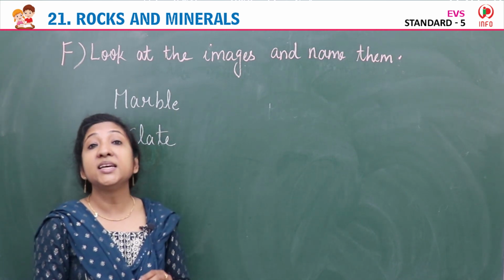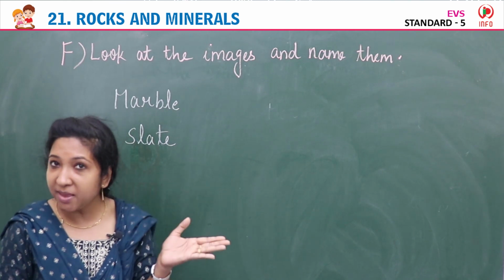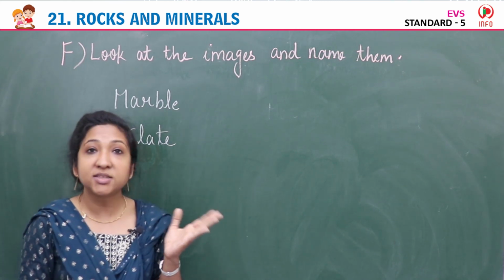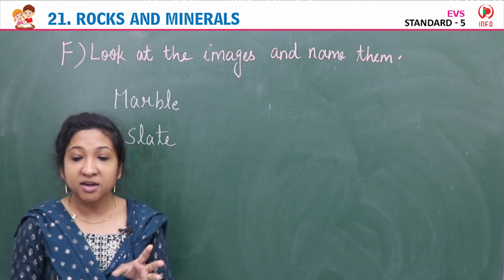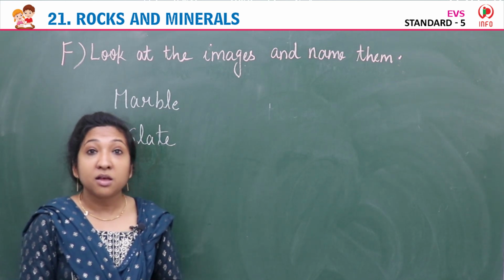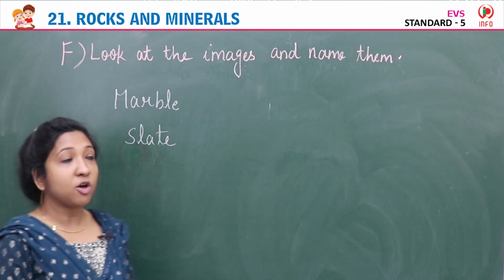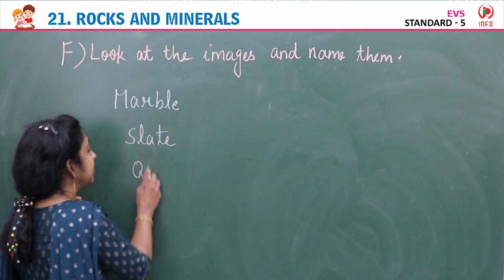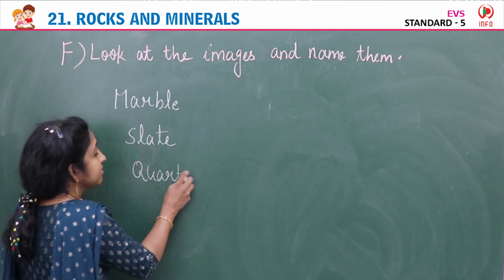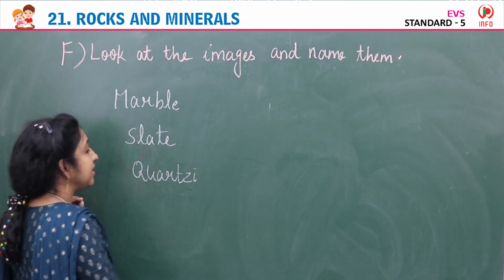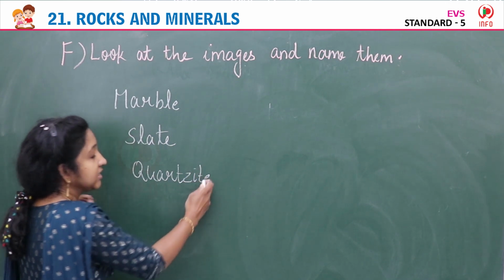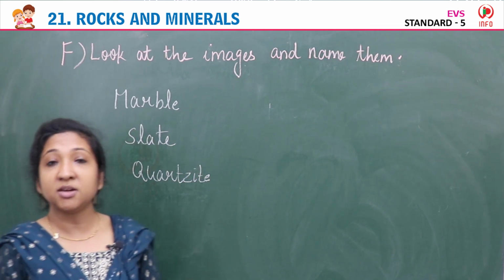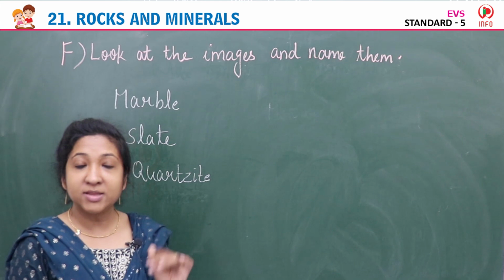Now see the third image. Here comes the third image. Yes, see what it is. The third one is quartzite. We say quartzite. Already you learned, isn't it? Quartzite, Q-U-A-R-T-Z-I-T, quartzite. Third image is quartzite.